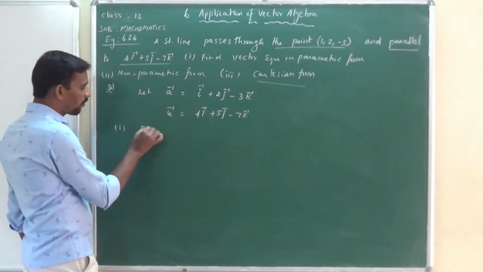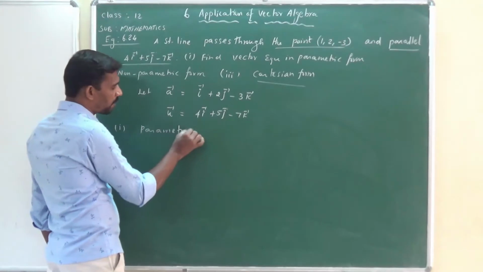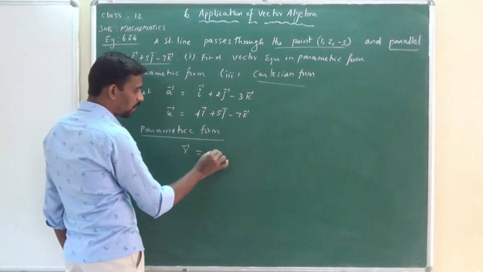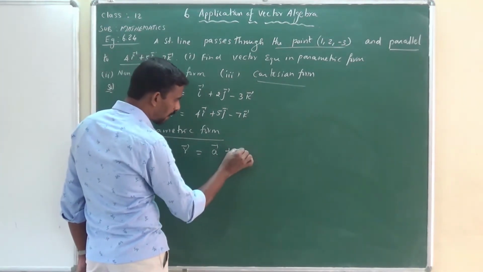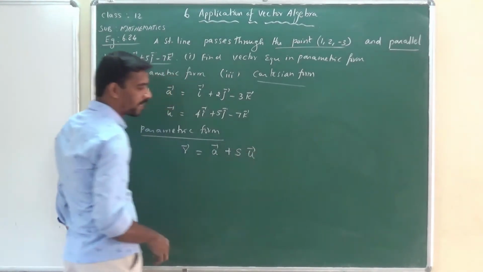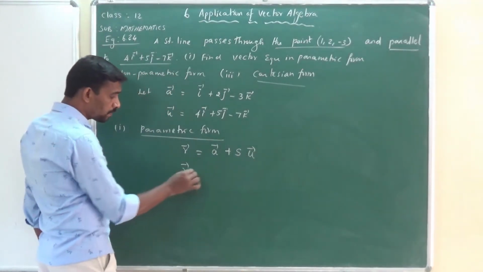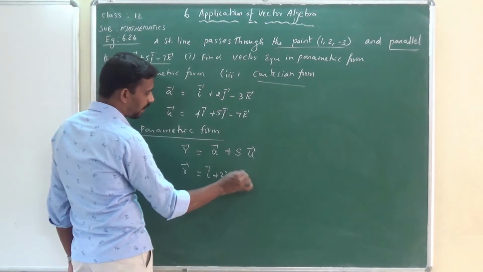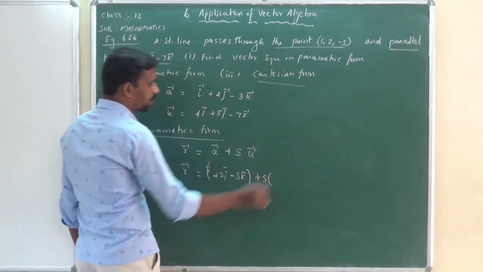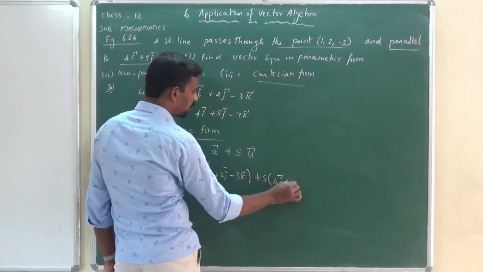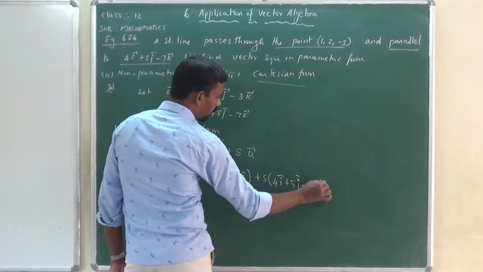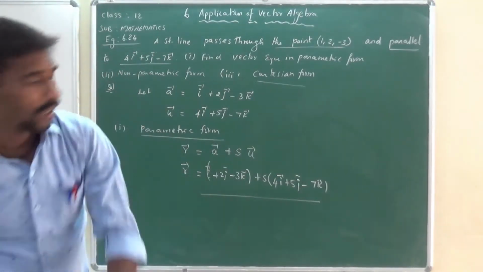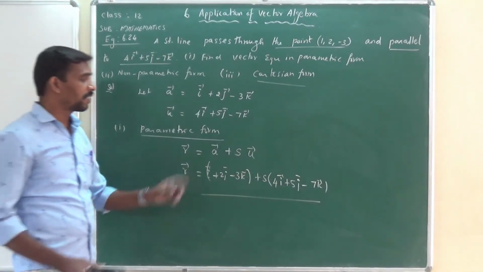So, now the parametric form of the equation. We know the formula: r vector equals a vector plus some scalar s times u vector. Now r vector equals i vector plus 2j vector minus 3k vector, plus s times (4i vector plus 5j vector minus 7k vector). You write it as it is. This is nothing but the parametric equation of the straight line.